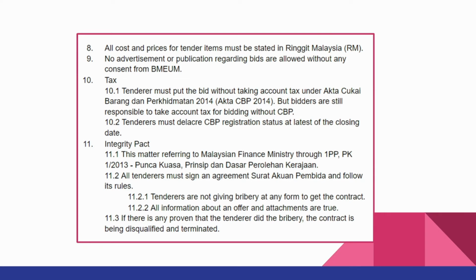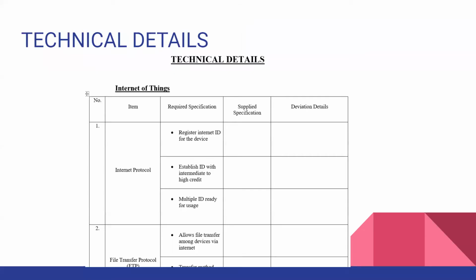We move on to the next part. This is the technical details for the client part. The item column indicates what we want as the client for the lab upgrade. The required specification column is the details of the client's demand. The supplied specification column is to be filled by the bidder or the supplier. The deviation details column is provided so that any differences between what is asked and what is supplied can be noted. If there are no differences, the bidder has to fill the deviation details with no deviation.